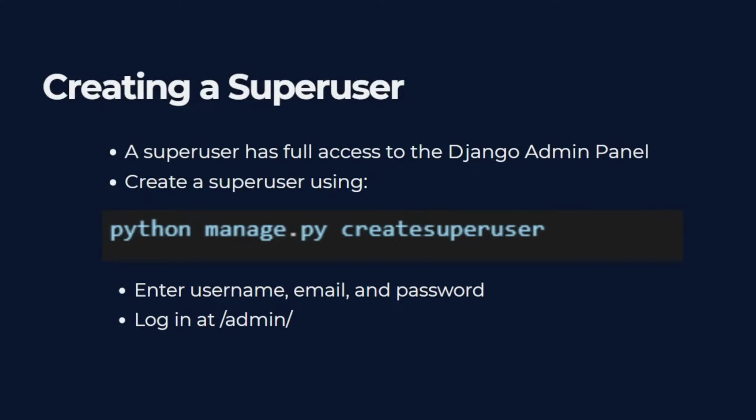Creating a superuser. The one who has access to everything is called a superuser. A normal user has limited access, right? But the superuser has every access. The superuser has full access to the Django admin panel, and we create a superuser using this command: python manage.py createsuperuser.